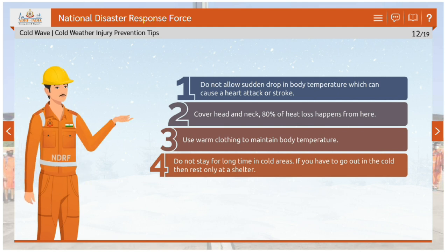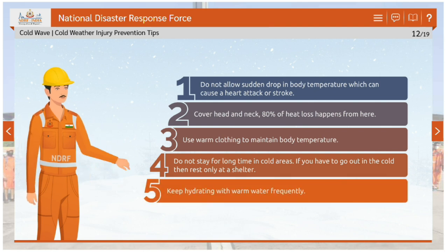If you have to go out in the cold, then rest only at a shelter. Prepare a cold weather survival kit and keep it handy. Let's learn about what should be there in the kit.